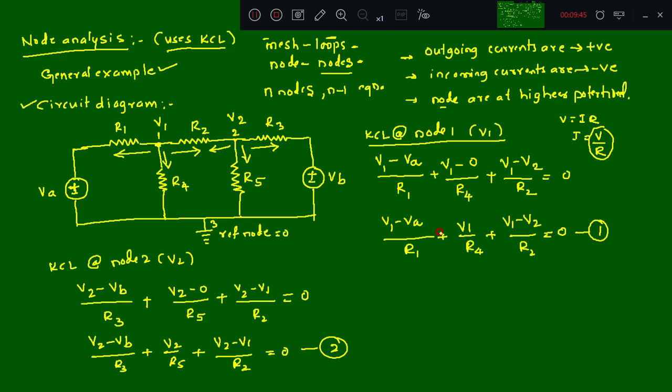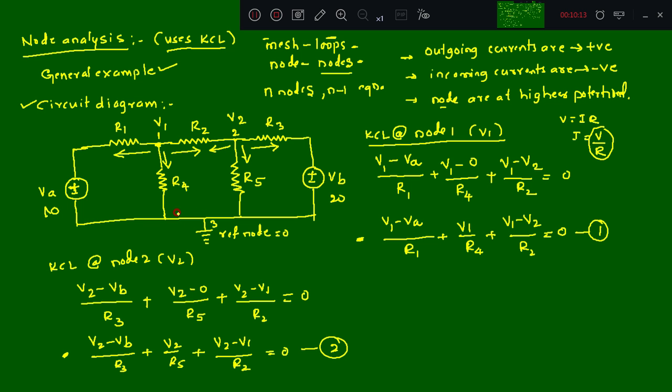Compare equation number 1 and 2. How many nodes have we identified here? V1, V2 and this V3, which is the reference. How many equations did we get? Equation number 1 and equation number 2. Here VB and VA are constants, say 10 volts and say 20 volts. So the only unknowns are V1 and V2. Then R1, R2, R3, R4, R5 are the resistors, constant values.